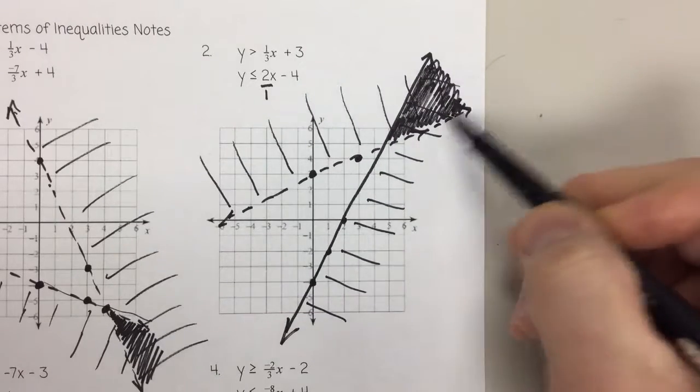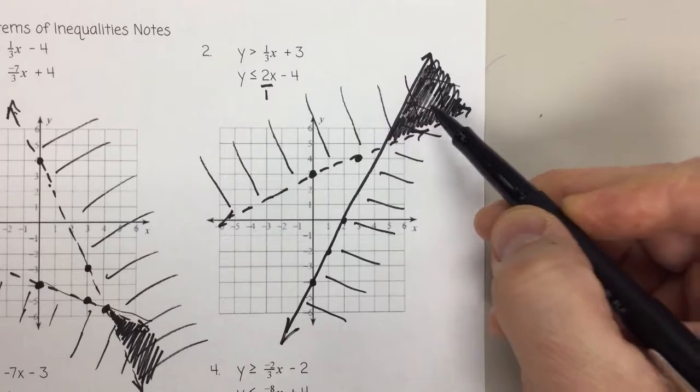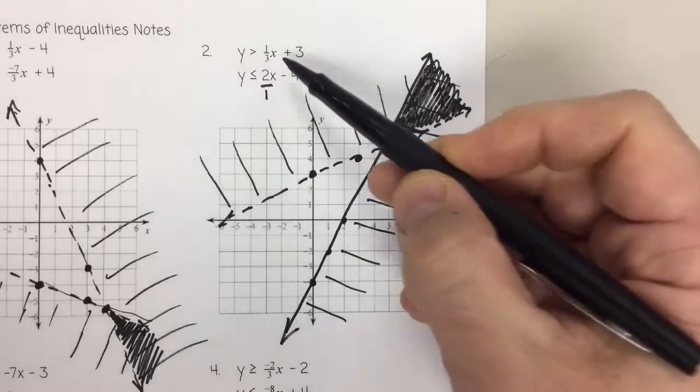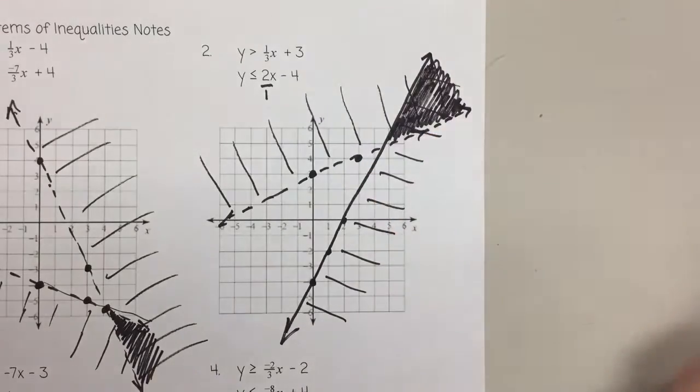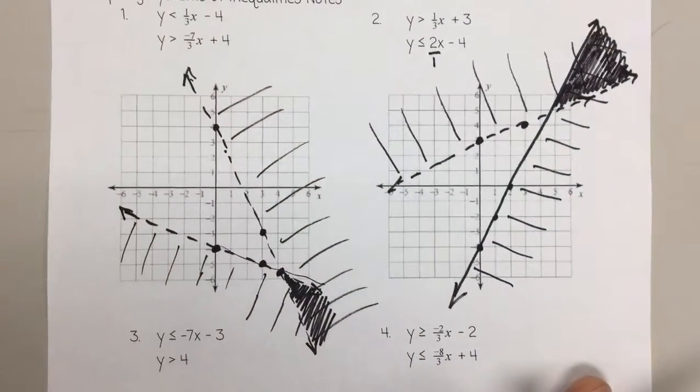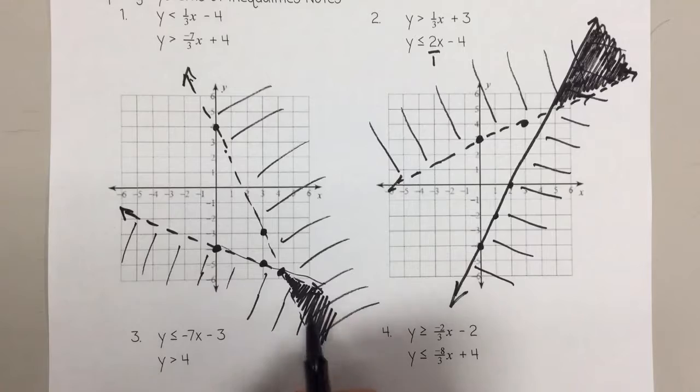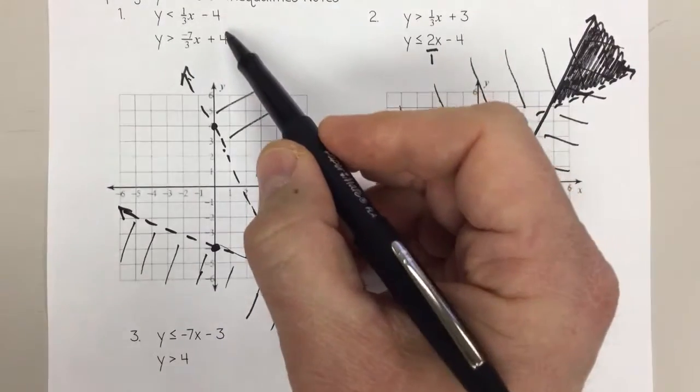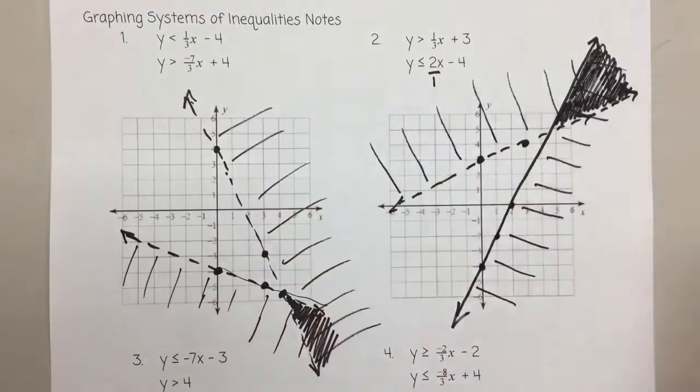Now, what does this shaded area mean? Any point in this shaded area works in both of these inequalities. So on our first example, any point down here in the bottom right-hand corner in the shaded area works in both of these inequalities. It would make them both true.